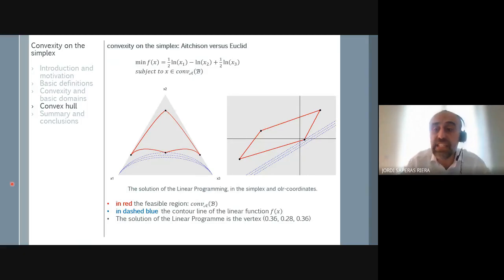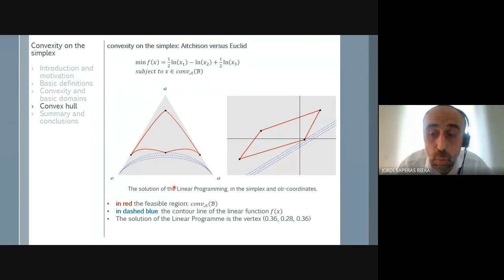Let's see an easy example of linear programming and the consequence of using Hutchinson convex hull or Euclidean convex hull. First, in this example, we have a linear function, a log contrast, and the feasible region is the Hutchinson convex hull of 4 points. The feasible region is the red polygon, the red Hutchinson polygon, and the blue dashed lines are the contour lines of the objective function.